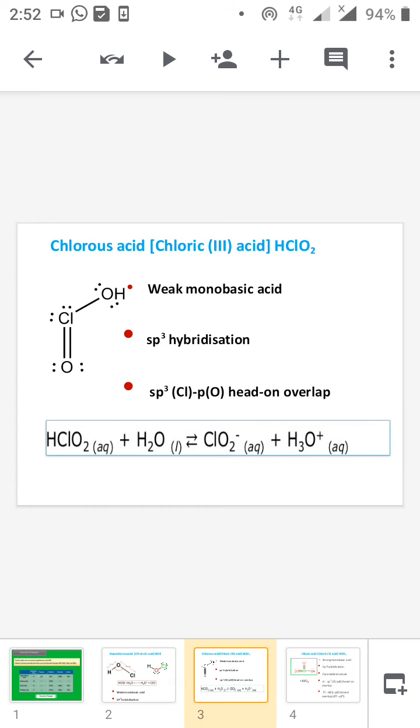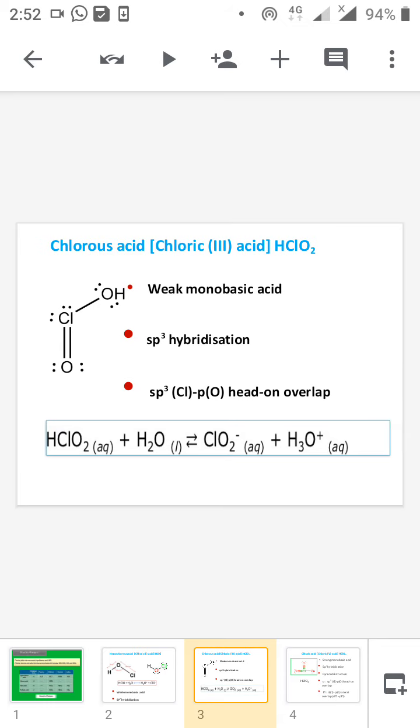Next is chlorous acid, in which chlorine exists in the +3 oxidation state and the molecular formula is HClO2. Just by adding one oxygen atom repeatedly, we will get the oxyacids of chlorine. Here also we can see that only one OH group is attached to the chlorine atom, so it is a monobasic acid, and it is very difficult to liberate the H+ ion. That's why it is a weak monobasic acid.